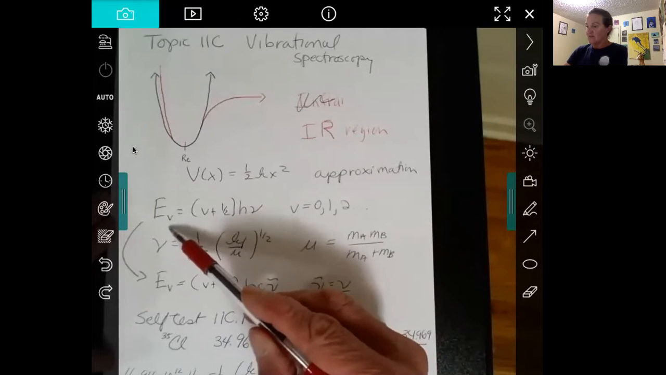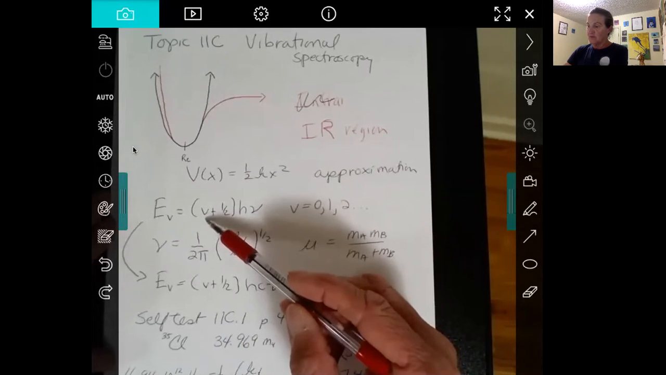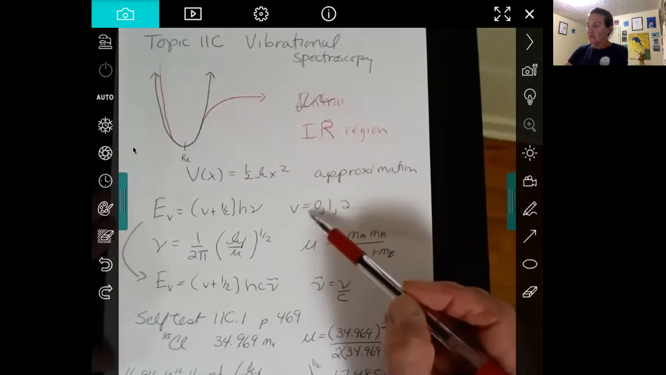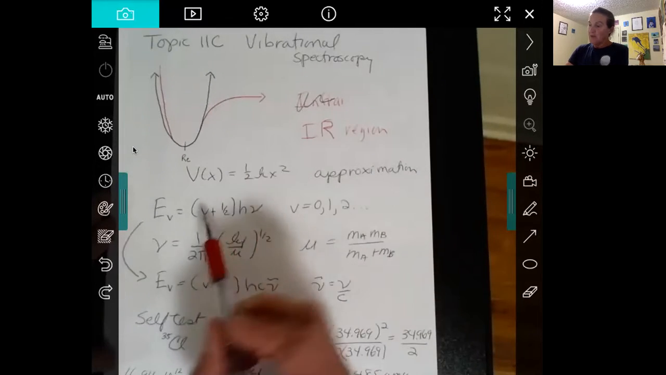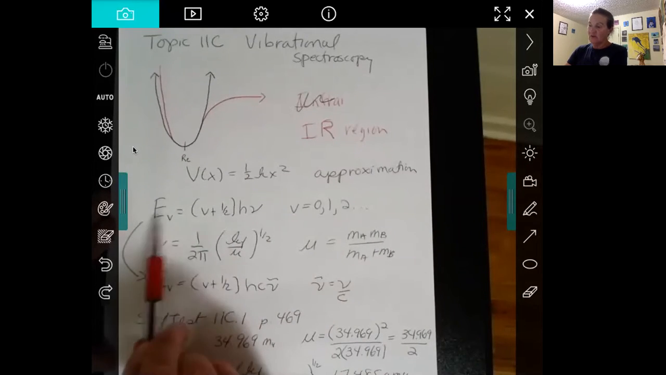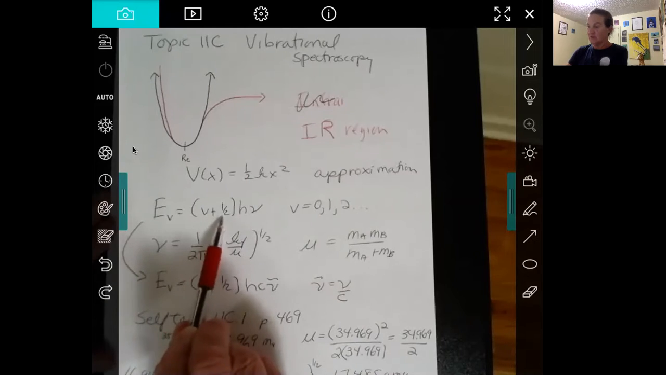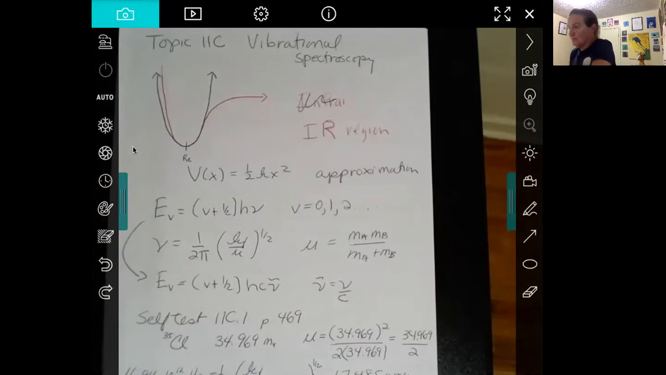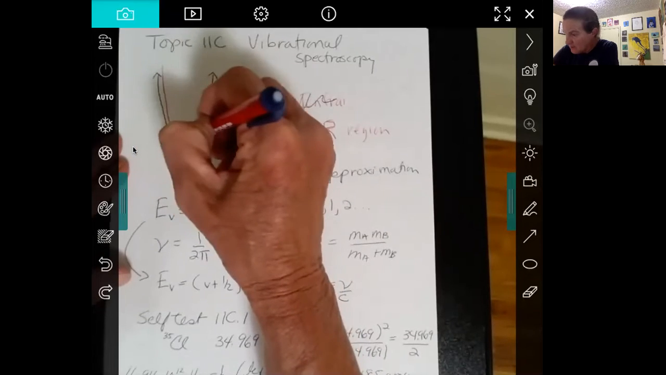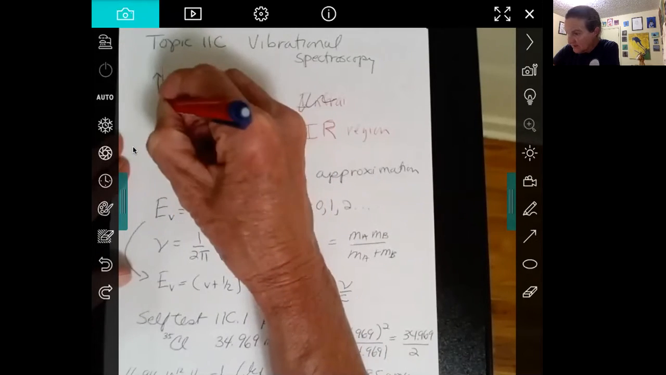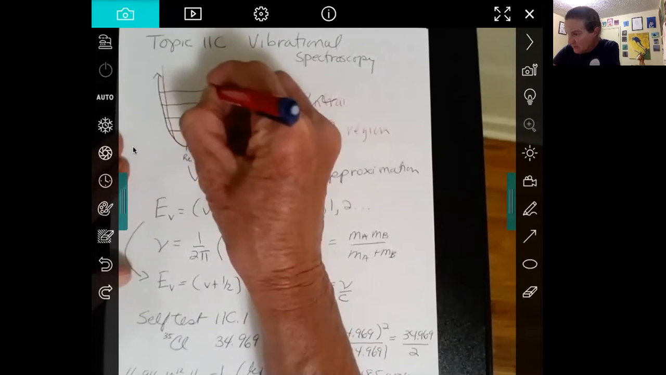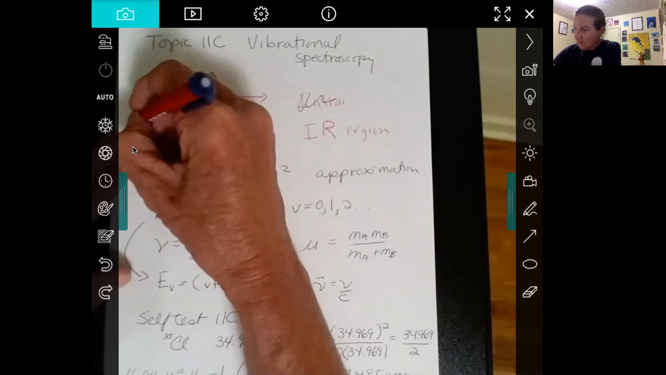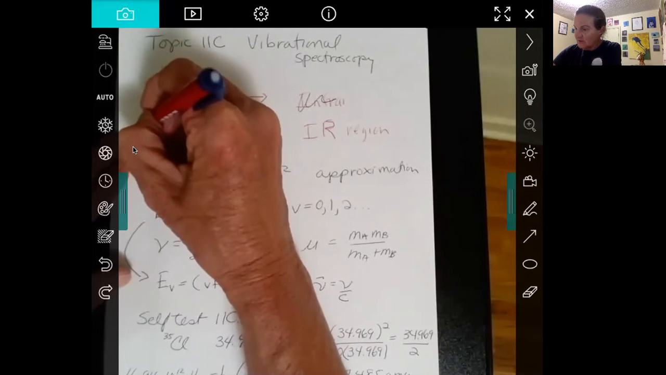The energy of a vibrational state is the quantum number v plus 1/2 times h nu. And v can be 0, 1, or 2. But even when v is 0, there's still vibrational energy. It would be 1/2 h nu. For that parabola, the energy states are equally separated. The ground one is at 1/2 h nu, and then you go up by h nu each time.